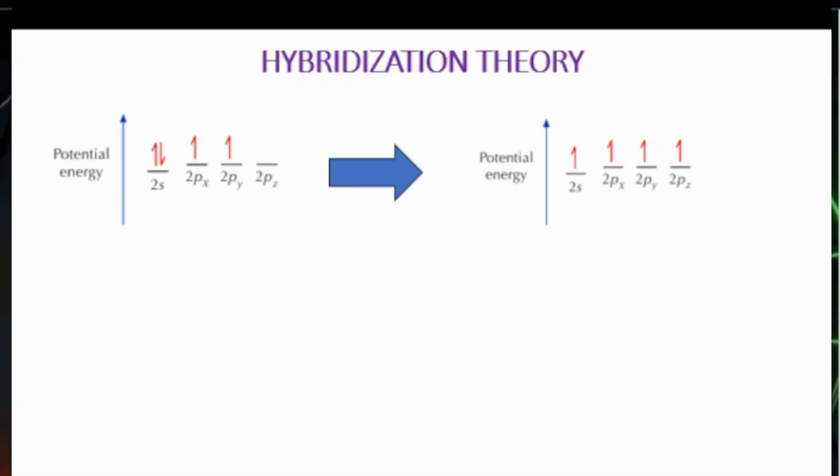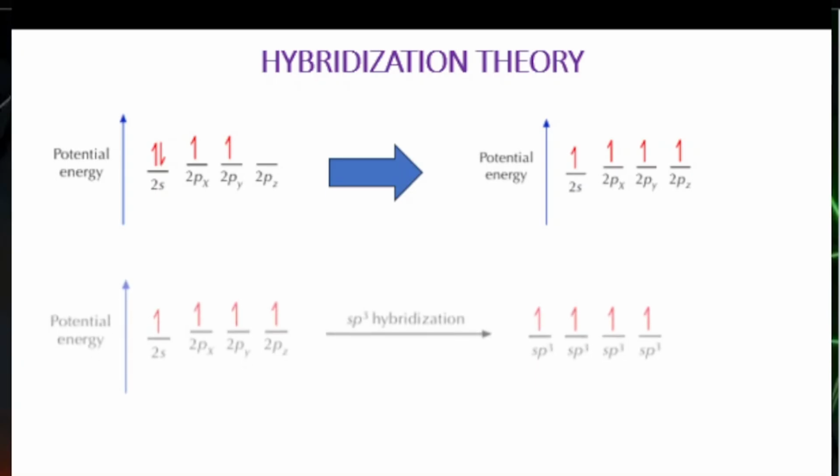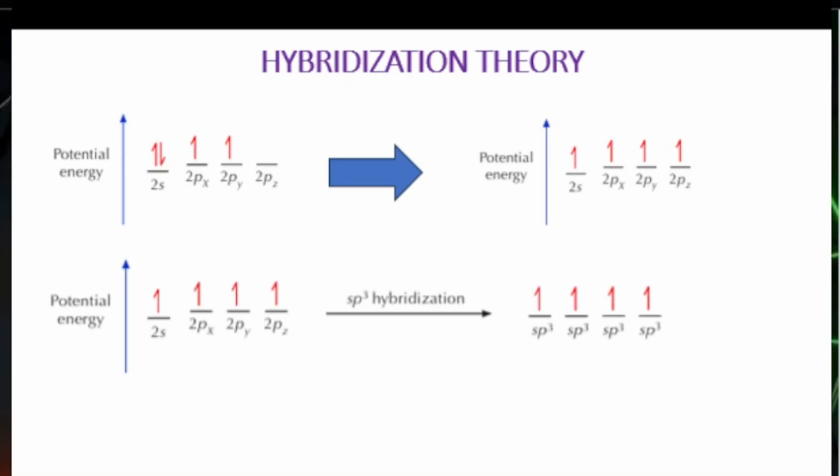At the same time, we cannot name the new orbitals s or p, for they are neither. We have to find a new name that reflects the fact that they were created from one s orbital and three p orbitals. We will call them sp3 orbitals. The process that leads to their formation is called sp3 hybridization.